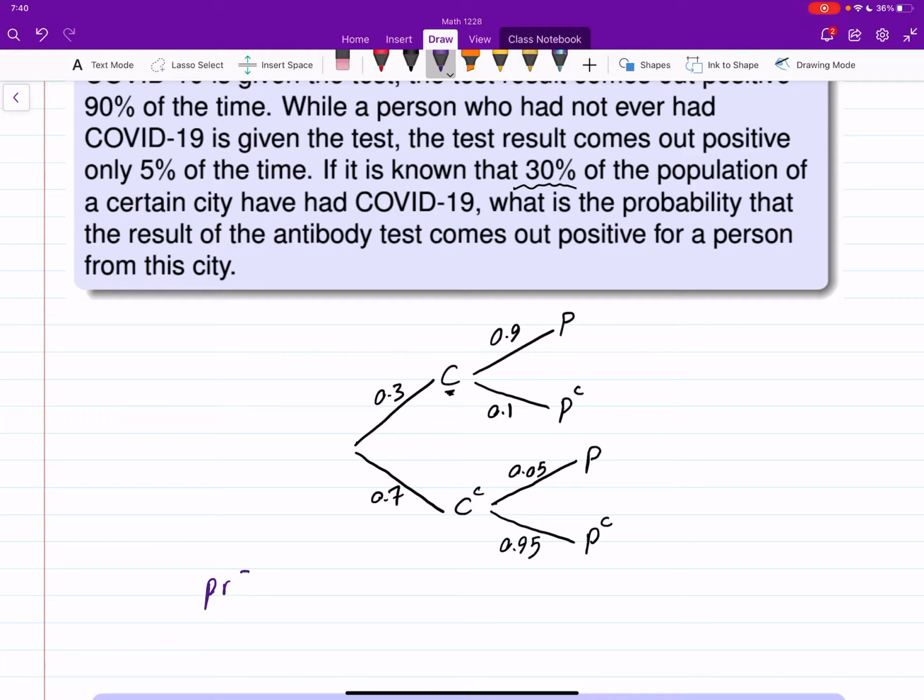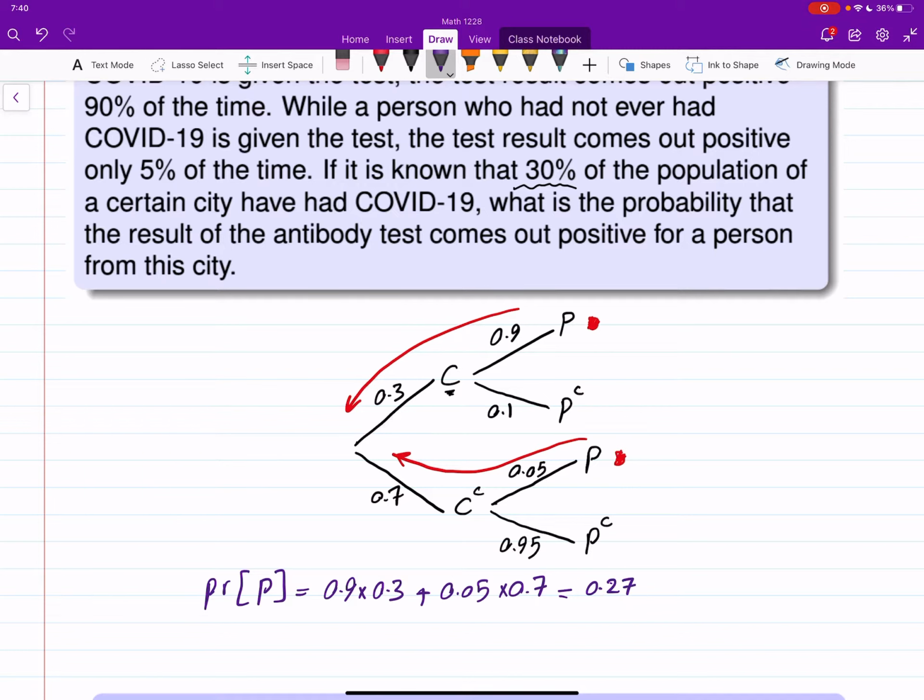So we are looking for the probability of positive, and as you see, there are two paths here which end in positive. This is one, the other one is that. For each path you have one probability. You multiply the probabilities along the way, and do that for the other one, and then add them. That's the rule we have here. So this was 0.27 plus 0.035. That's important to see.